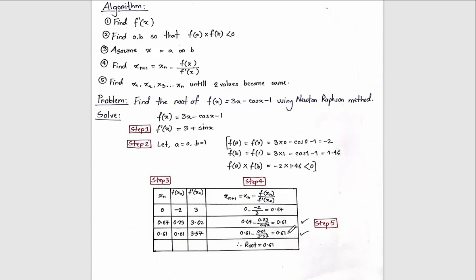Now if you look at our roots, you see we have got roots having the same value in two consecutive steps, which is 0.61. So that is our final root. So our actual root of this function is 0.61, and using the earlier two methods we also got this same value as the root for this function. So you can say that whichever method you follow, the root will always be the same.